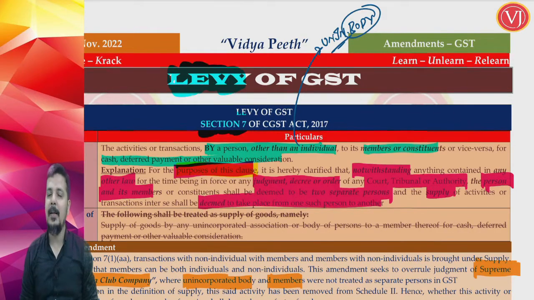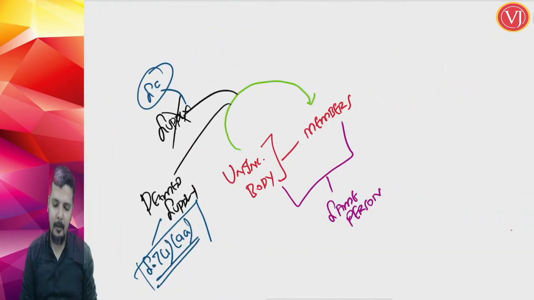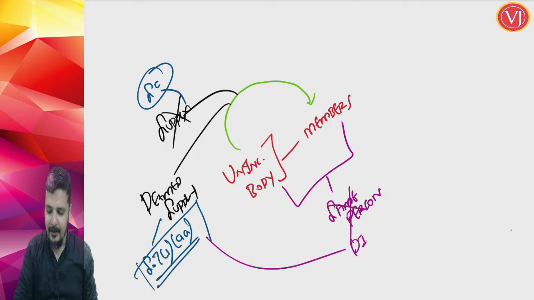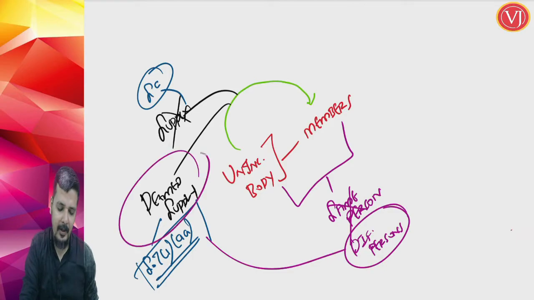Now one might wonder that, okay, we are now very clear with section 7 subsection 1 clause (aa), that they are effectively overruling the Supreme Court judgment, calling it deemed supply. Supreme Court said that it is not supply, forget about it. Now it is telling that it is deemed supply because they will be treated as different persons. They will not be treated as the same persons. They will be treated as different persons. Therefore it is now deemed supply.